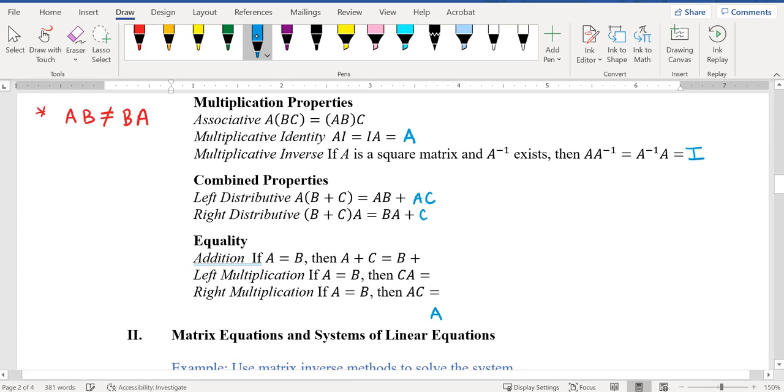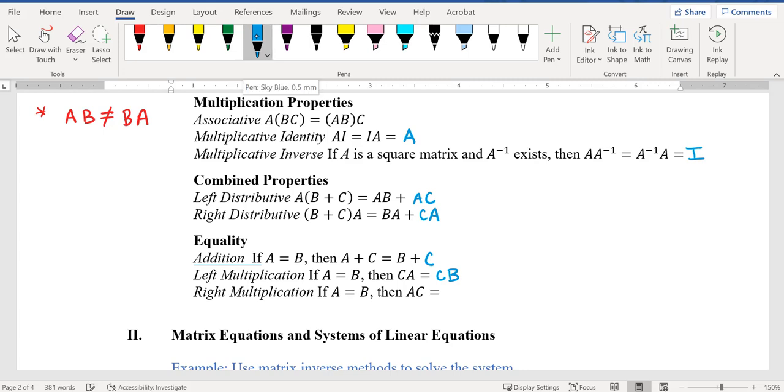And one more set of properties for equality. The addition property of equality: if A equals B, then A plus C is equal to B plus C. Left multiplication: if A equals B, then CA equals CB. And the right multiplication property: if A equals B, then AC is equal to BC. Remember that when you multiply matrices, it matters what side you multiply on. You have to multiply on the same side on both sides of the equation.